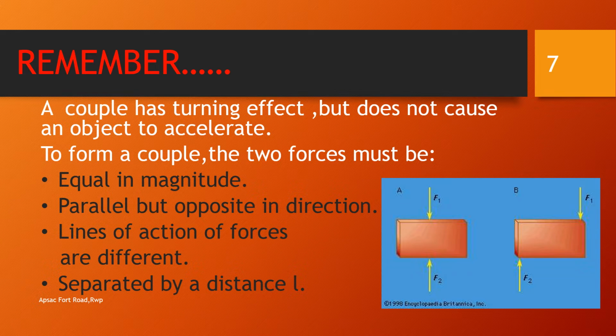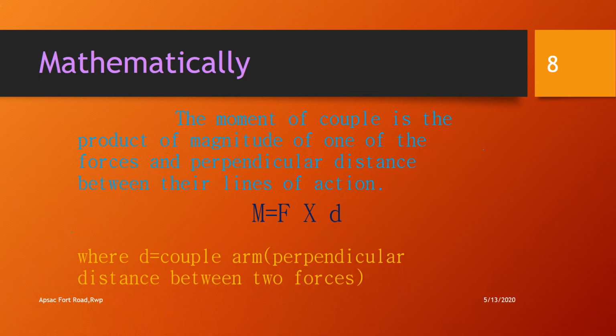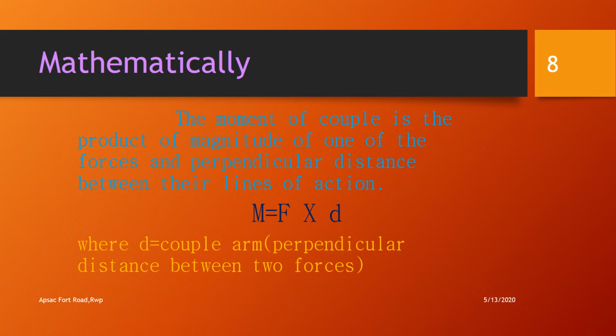And the last point is that these two forces should be separated by some distance L. Now, in order to have a mathematical expression, the moment or torque of a couple is equal to the product of the magnitude of one of the applied forces and the perpendicular distance between their lines of action. If we represent the torque of a couple by M, then it will be equal to F into D, where D is also called the couple arm, and it is defined as the perpendicular distance between the two forces.